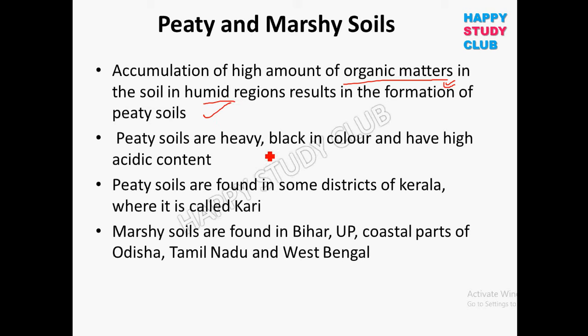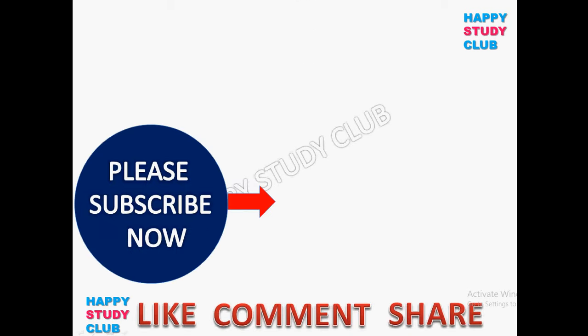Peaty soils are heavy, black in color and have high acidic content. They are highly saline, and peaty soils are found in some districts of Kerala, where they are called Kari. Now, marshy soils are wet and soft soils, and they are found in Bihar, UP, coastal parts of Odisha, Tamil Nadu and West Bengal. So these were the eight major types of soils that we can find in India.